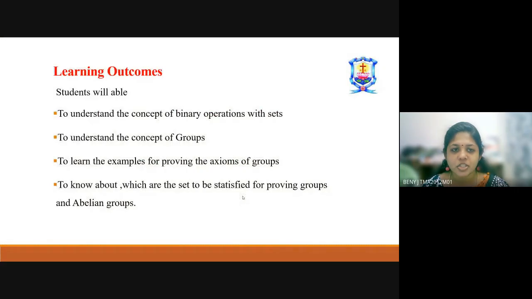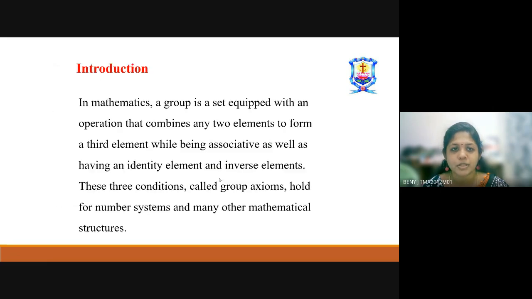At the end of the session, students will be able to understand the concept of binary operations with sets, to understand the concept of groups, to learn the examples for proving the axioms of groups, and to know which sets need to be satisfied for proving groups and abelian groups.